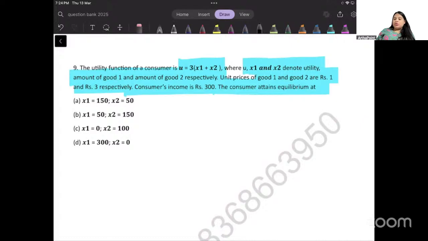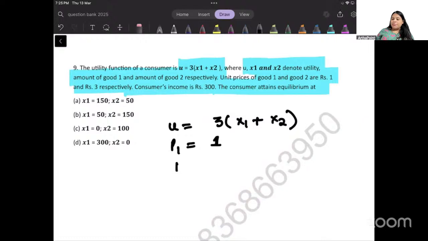करो बेटा. यूटिलिटी फंक्शन दिया हुआ है 3x1 plus x2. प्राइस ऑफ गुड 1 है 1. प्राइस ऑफ गुड 2 है 3. इनकम दिया हुआ है 300. फाइंड इक्विलिब्रियम.